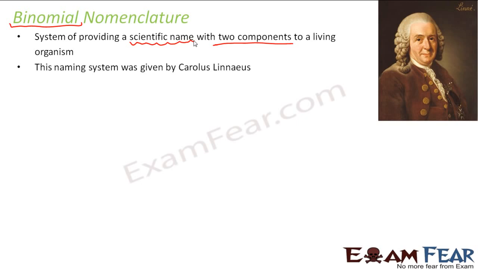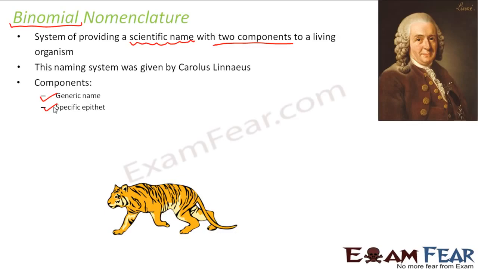Now what are these two components which form the scientific name? The first component is called the generic name and the second component is called the specific epithet. These two parts together form a scientific name or a binomial name. Let us look at an example. What is this which you see on the screen? It is a tiger, right? Tiger is a common name for this animal in English. Now this tiger might be called by many different names in different languages like Spanish, French, German, and many other languages. So we needed a common name.